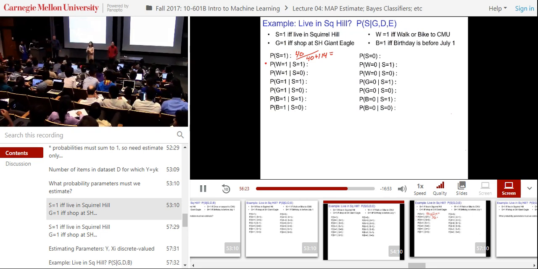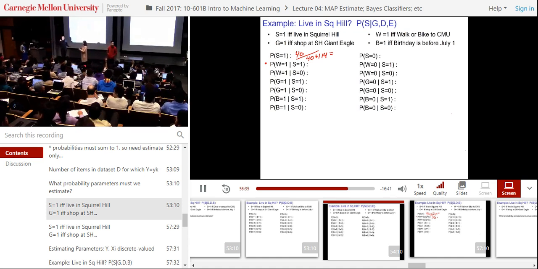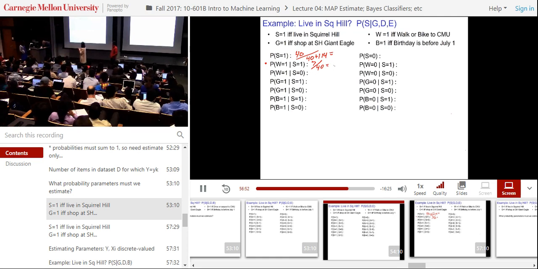You see the question? If you live in Squirrel Hill and you walk or bike to CMU, raise your hand. 1, 2, 3, 4, 5, 6, 7. Wow. Okay, 7 the number? Okay, so 7 out of, what was our total number of Squirrel Hill people? 40. Okay, so we need that number too. My calculator can work on that.